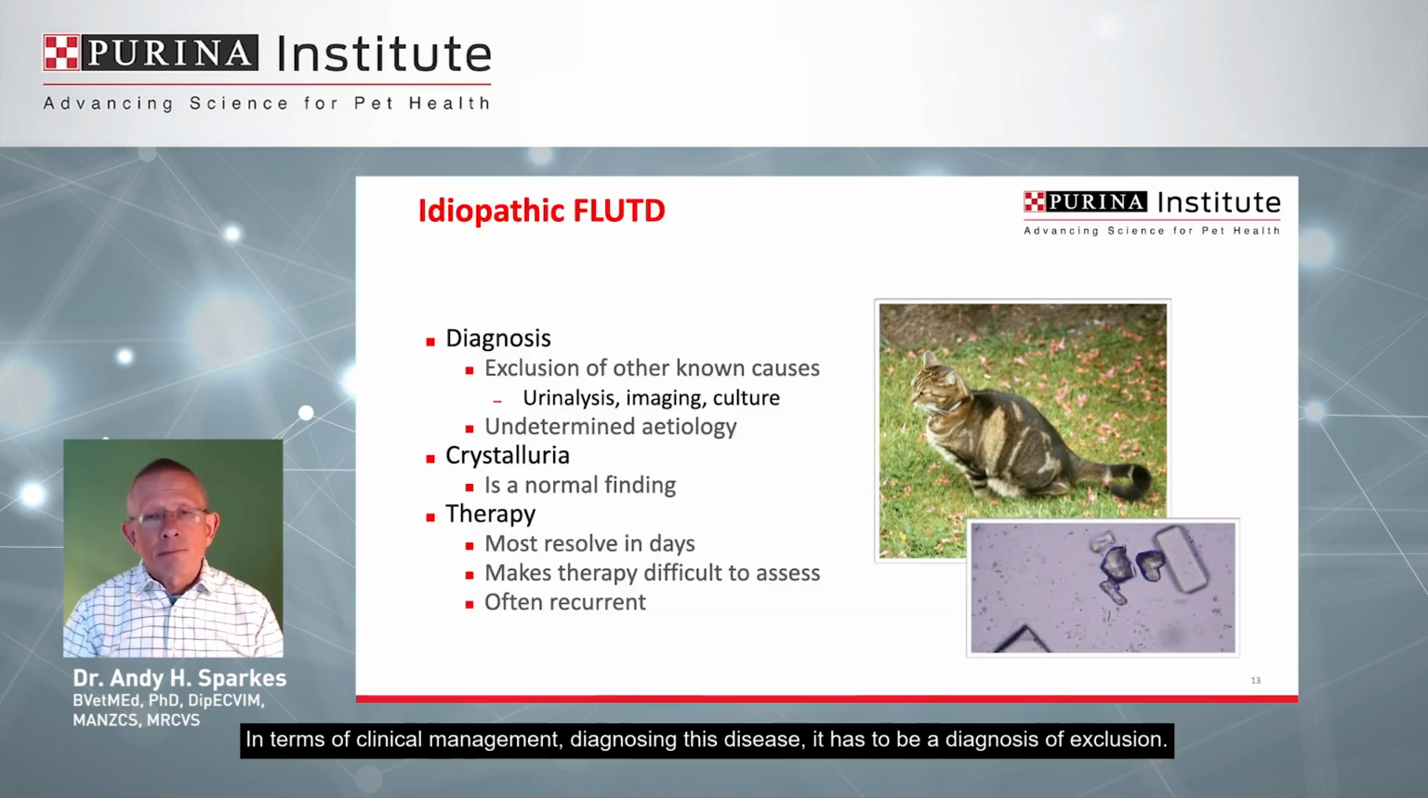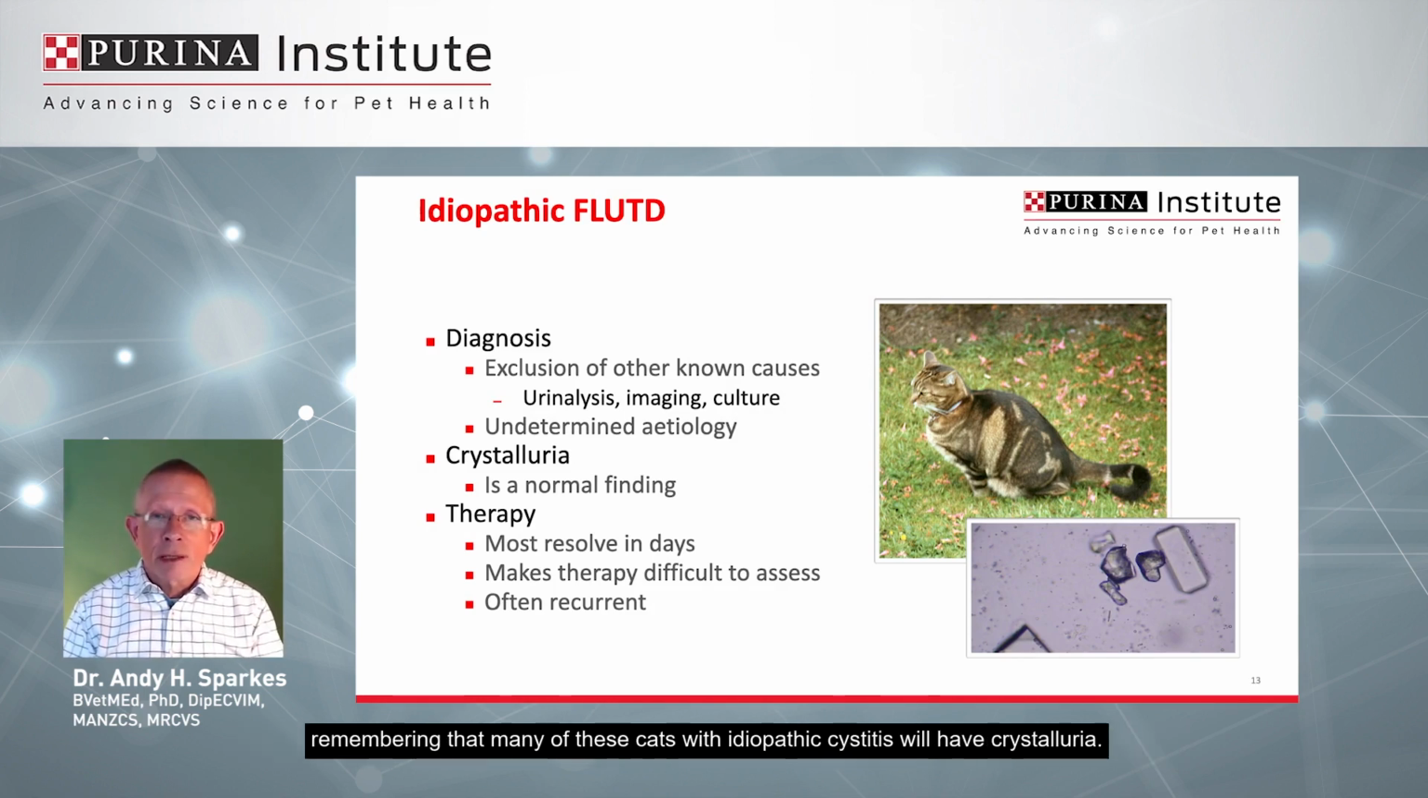In terms of clinical management, diagnosing this disease, it has to be a diagnosis of exclusion. We have to exclude other diseases that we know can cause signs of lower urinary tract disease, remembering that many of these cats with idiopathic cystitis will have crystalluria. That in itself is not an abnormal finding because many healthy cats have crystalluria. So the finding of crystals, microscopic crystals in the urine, does not indicate that there is some other underlying etiology.